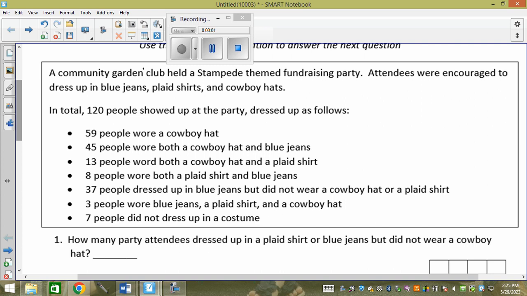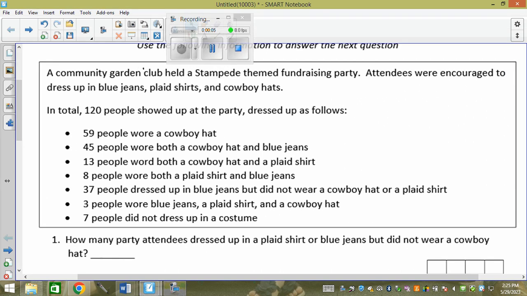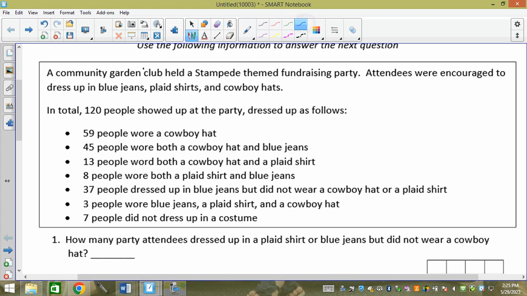First dressed in blue jeans, plaid shirts, and cowboy hat, which was the giveaway that it was a 3-circle. In total, 120 people showed up. The party dress is as follows. 59 people wore a cowboy hat, 45 wore both cowboy hat and blue jeans, 13 cowboy hat and plaid shirt, 8 plaid shirt and blue jeans, 37 blue jeans, didn't wear a cowboy hat or plaid shirt.